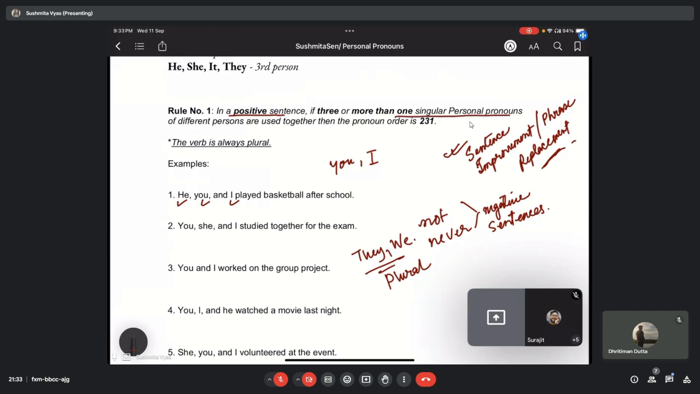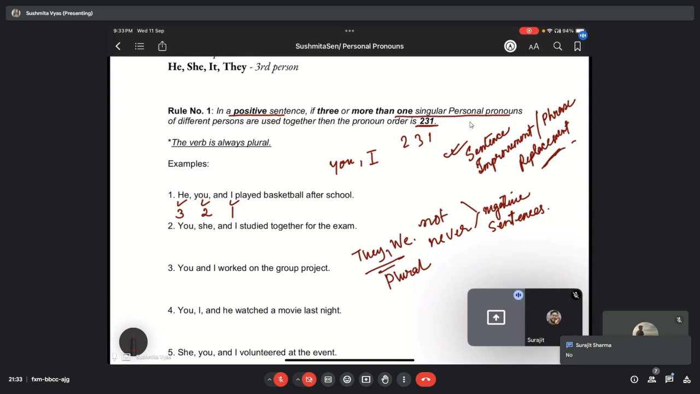More than one singular personal pronouns of different persons are used together. Then the pronoun order is 231. 231 matlab, here he is what person? Third person. You is what person? Second person. I is what person? First person. So ये correct order में है क्या? Correct order to 231 होना चाहिए ना? Is this in correct order? Guys, is this sentence in correct order?